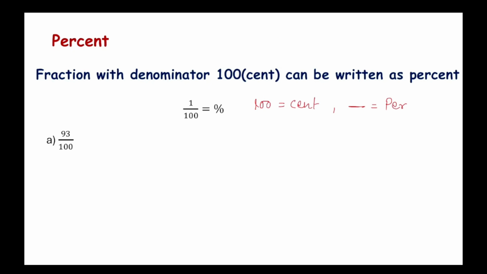So here I have taken the first problem, 93 over 100. Here the fractional value is given with the denominator 100, so I can directly write that fraction as 93%. And second, 25.5 over 100. Here also we have 100 in the denominator, so I can write 25.5%. This is how we convert a given fraction with the denominator 100 into a percent.